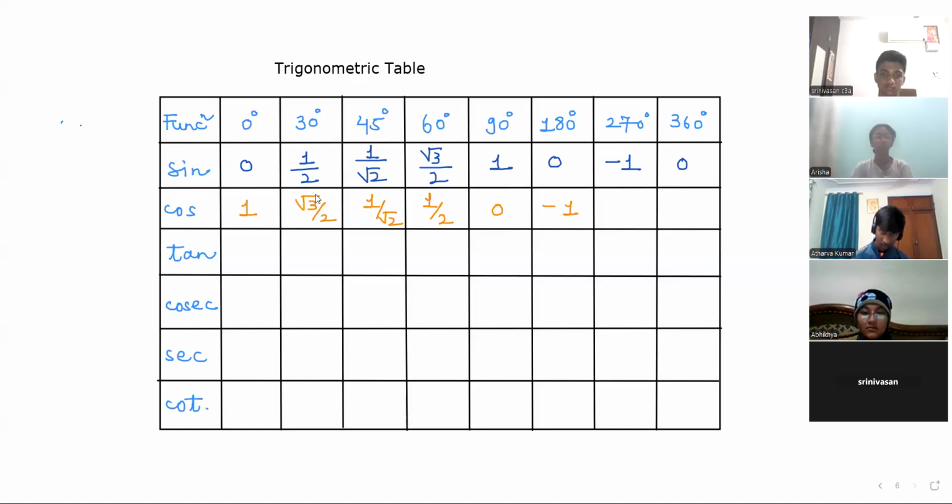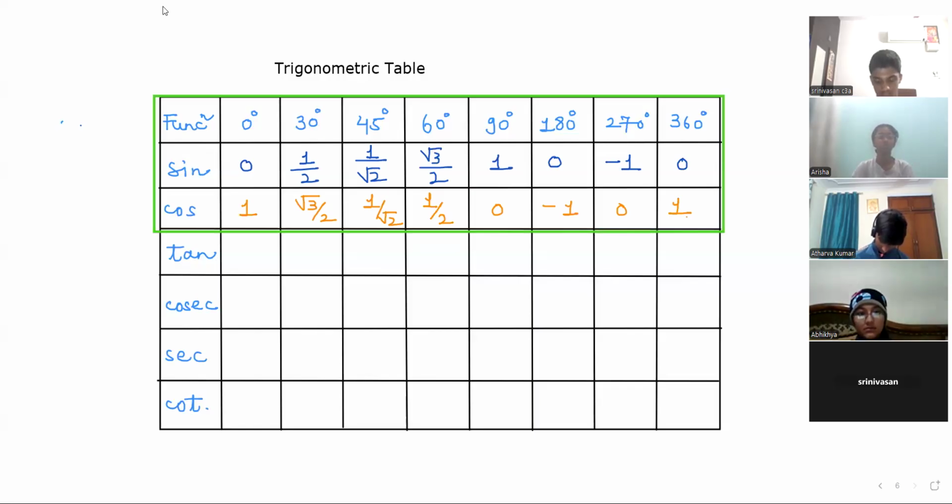So you have to memorize these three rows. Please memorize these three rows. It will help you. It will make your life easier in trigonometry. Now, regarding the rest of them, I'll just quickly fill those.